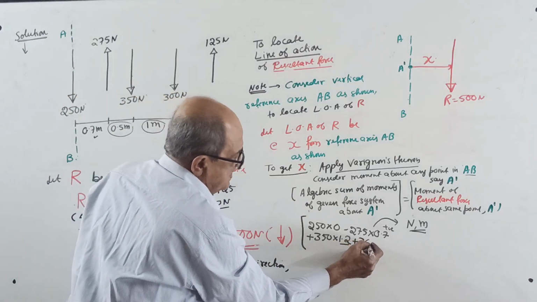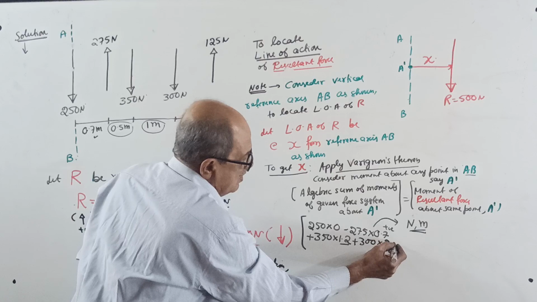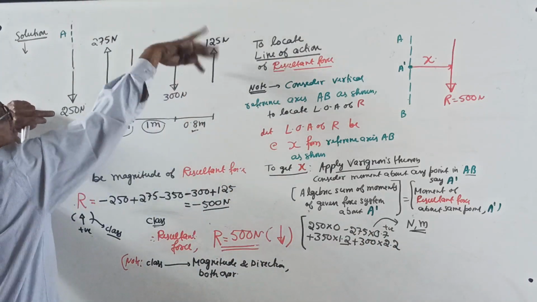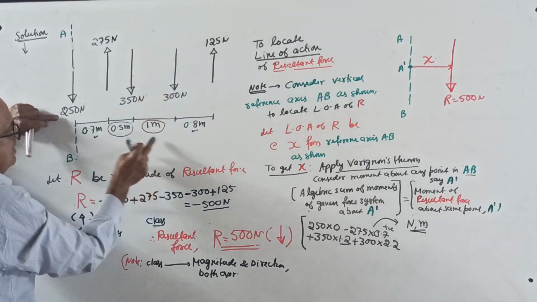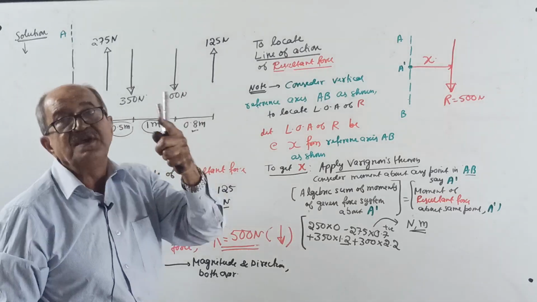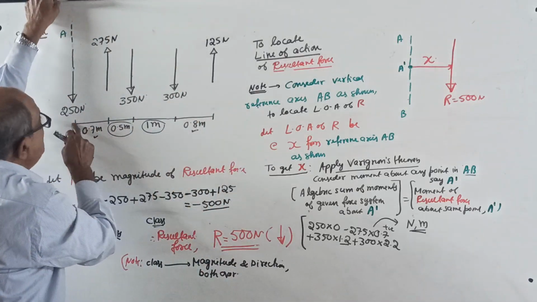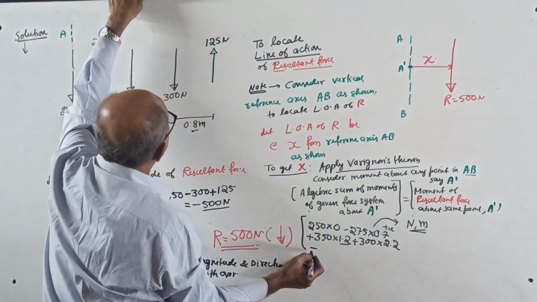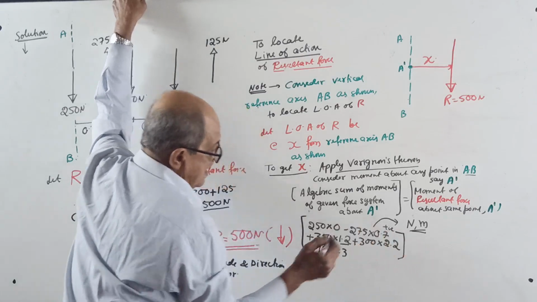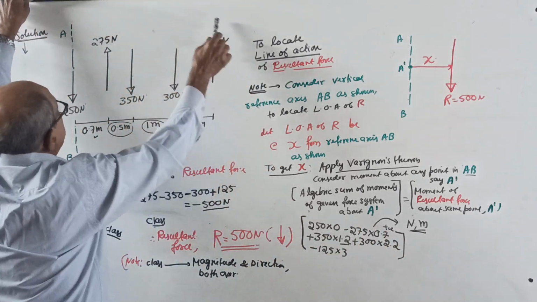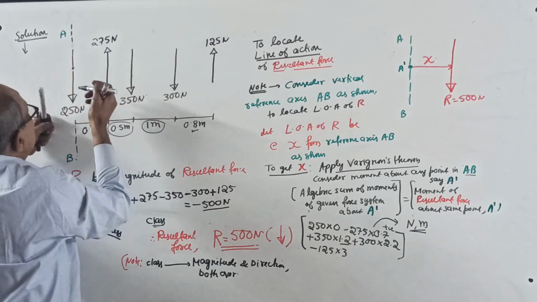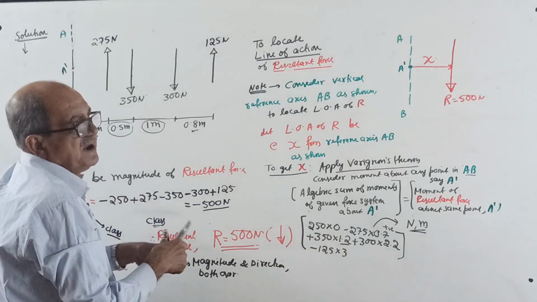If someone says, sir, the distance is not clear, I will tell you, you better not study this subject. Lastly, minus, anti-clockwise, 125 into 2.2 plus another 0.8, that is 3. Actually, it is a given distance in the question. Minus 125 into 3. This is the algebraic sum of moments of the given force system about A dash.